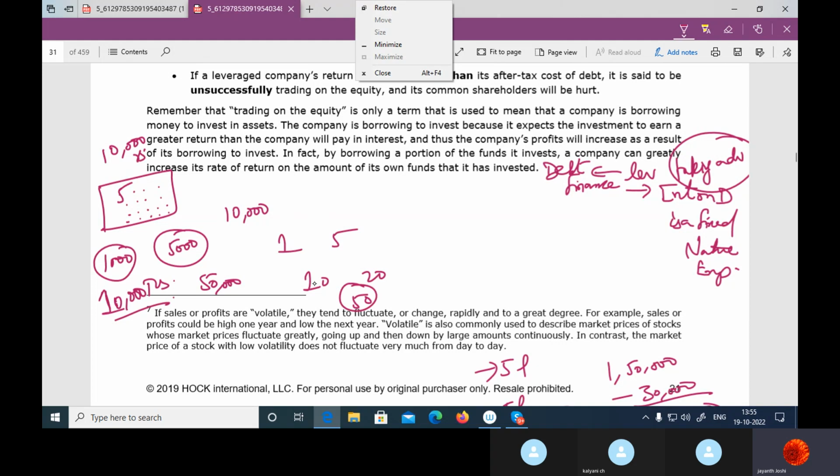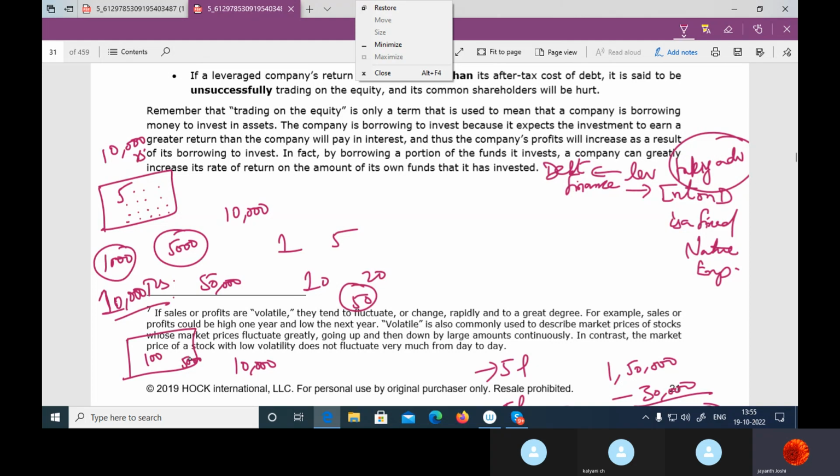Understood? If you increase your number of students, and increasing your number of students is giving you more fees, but still you're paying 10,000, na? This is a factory. It's fixed. You are paying a rent of 10,000 rupees. Whether you produce 100 units or you produce 5,000 units, it's upon you. What technology you use, it is upon you. But you still pay only 10,000.